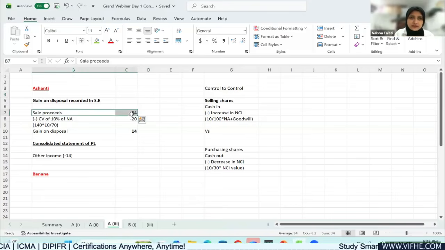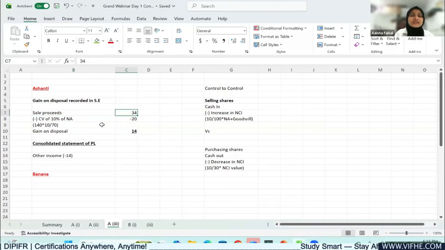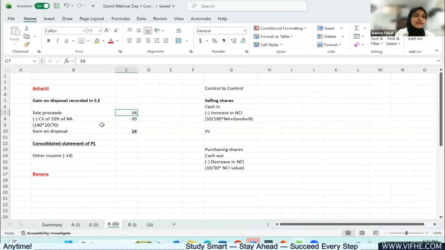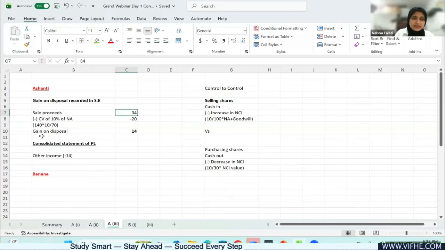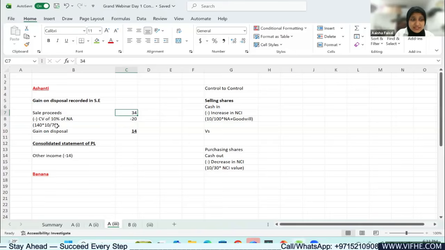So sale proceeds is 34 million, and how much is the cost or less the fair value? They chose to elect recording of that investment at cost only. So the cost is 140 for that 70% investment that you have. So you're going to take 10 by 70 of the 140, because that 140 represents 70, not 100. So when you compare it with that, you get the gain on disposal.